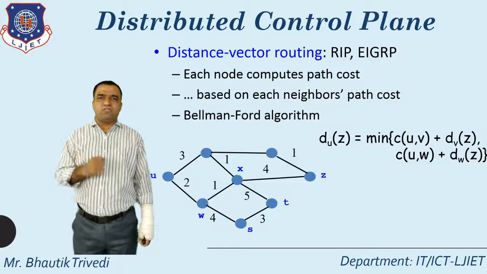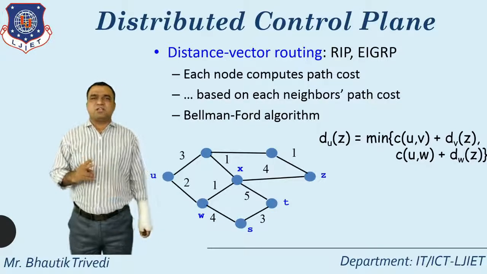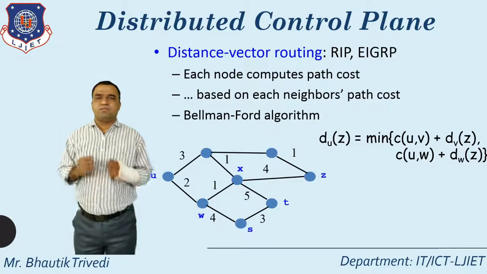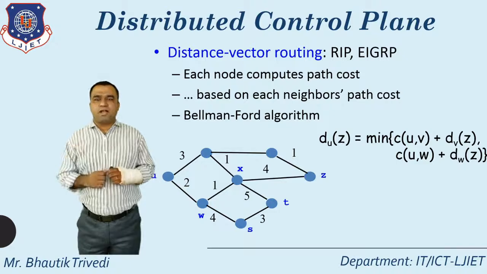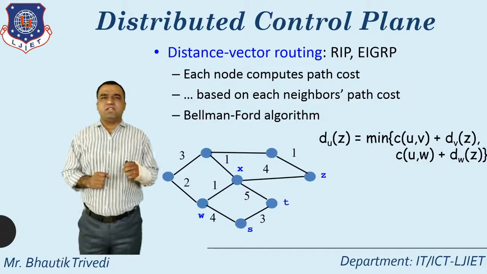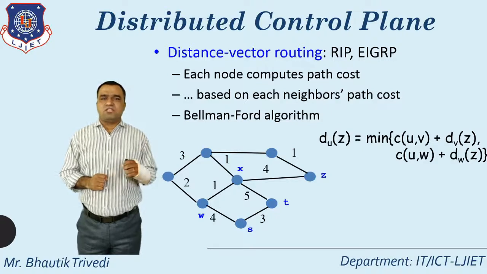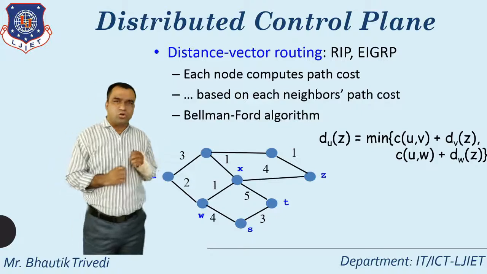Anyone know the full form of that? DV means distance vector routing. Distance vector routing supports two protocols. One is RIP. What is the full form of RIP? Routing Information Protocol. And the second one, EIGRP.